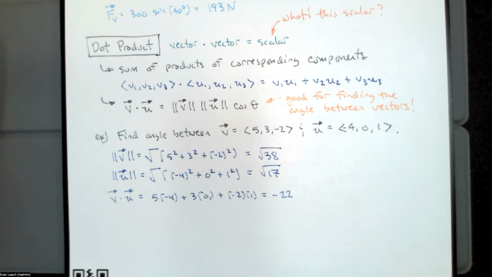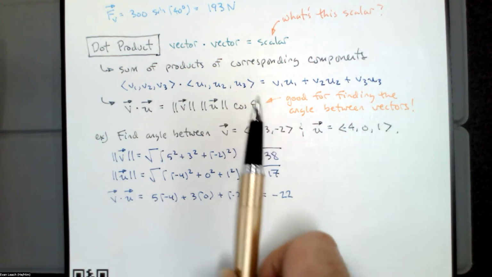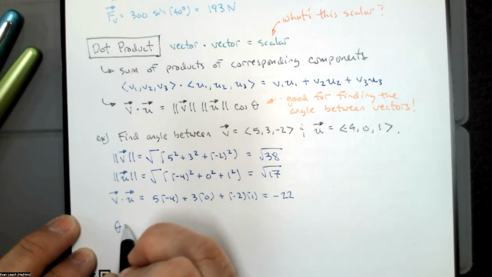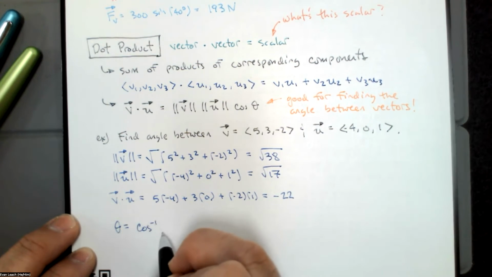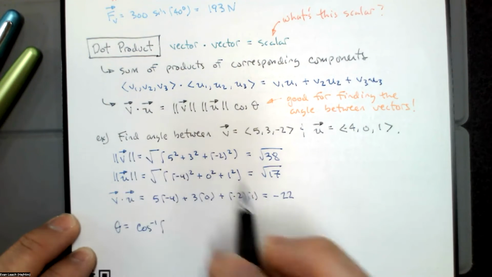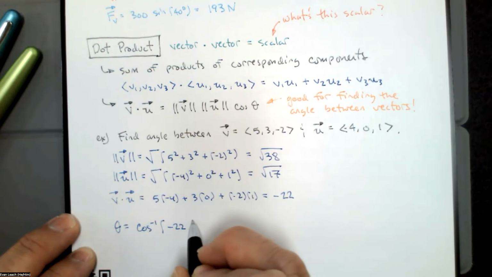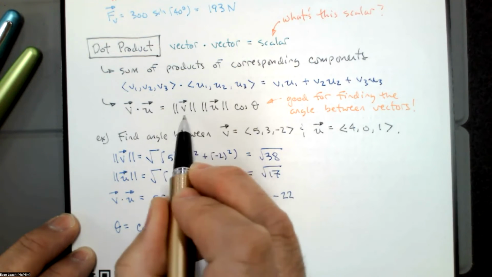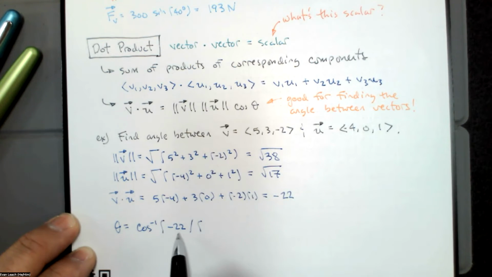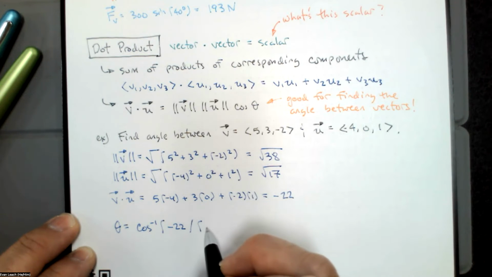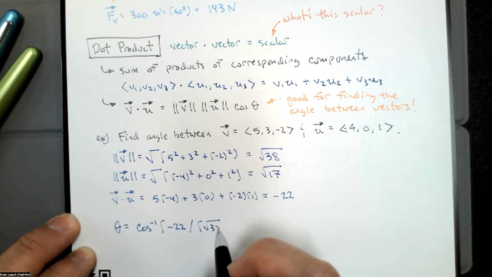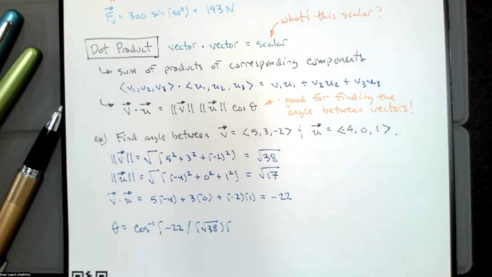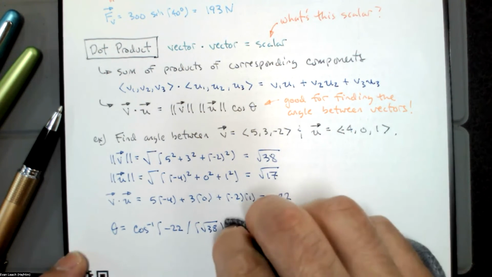So we can take our dot product and solve for theta. Now theta will be cosine inverse of v dot u over magnitude of v times magnitude of u. So I'm going to divide by both of these magnitudes and then do a cosine inverse. So take the -22, divide by the two magnitudes. Put your parentheses in the right place.